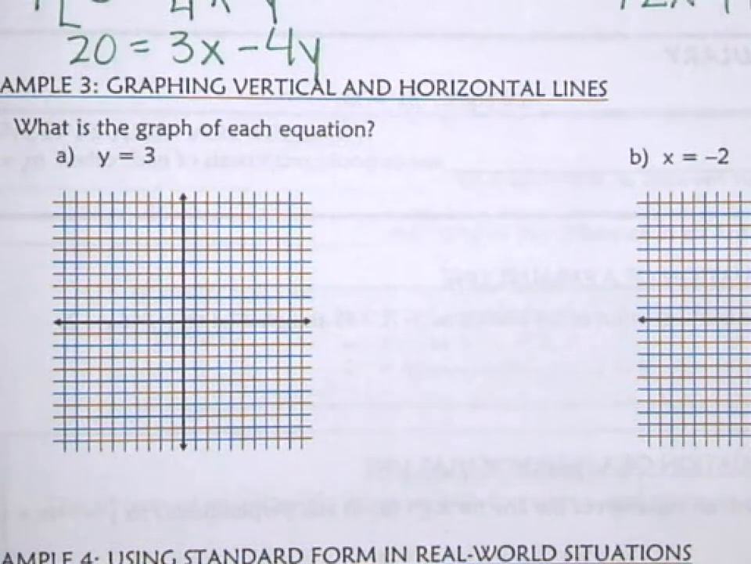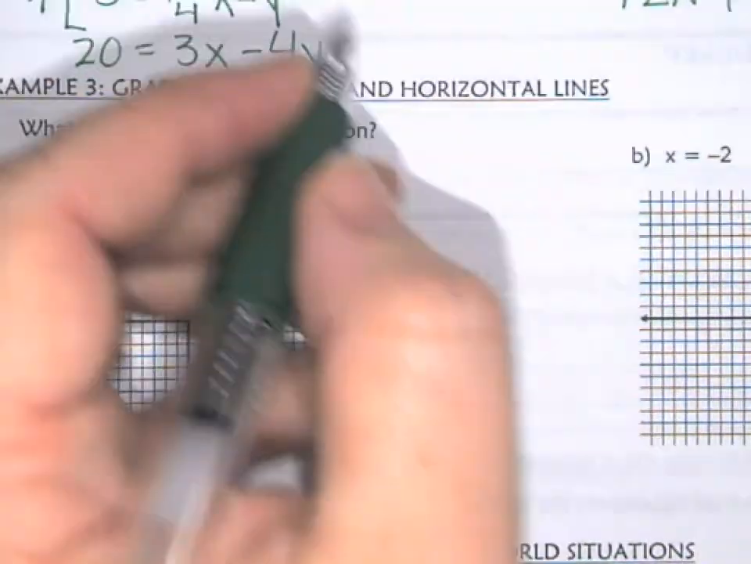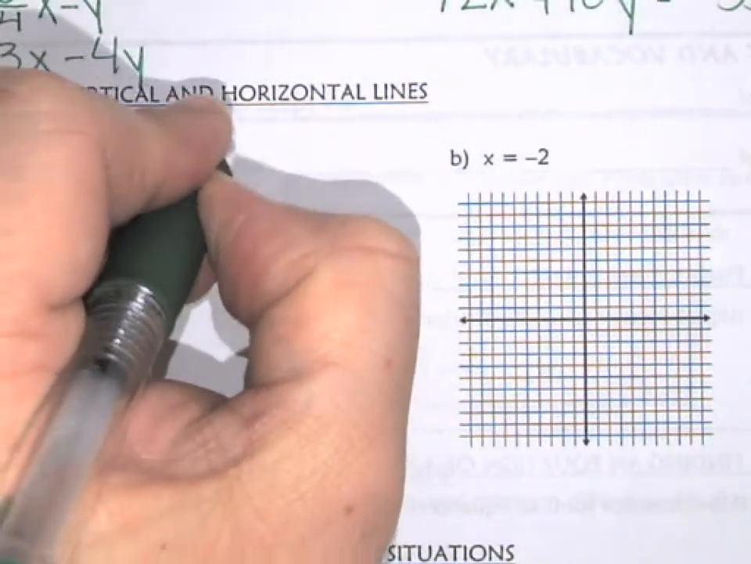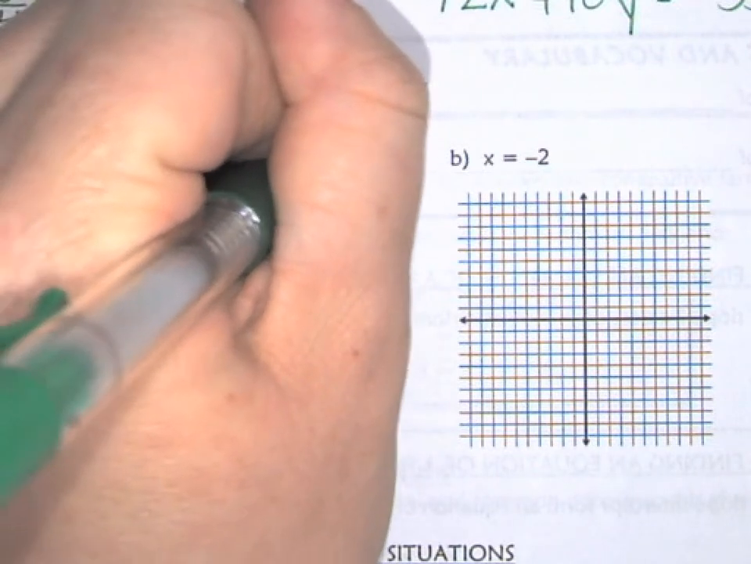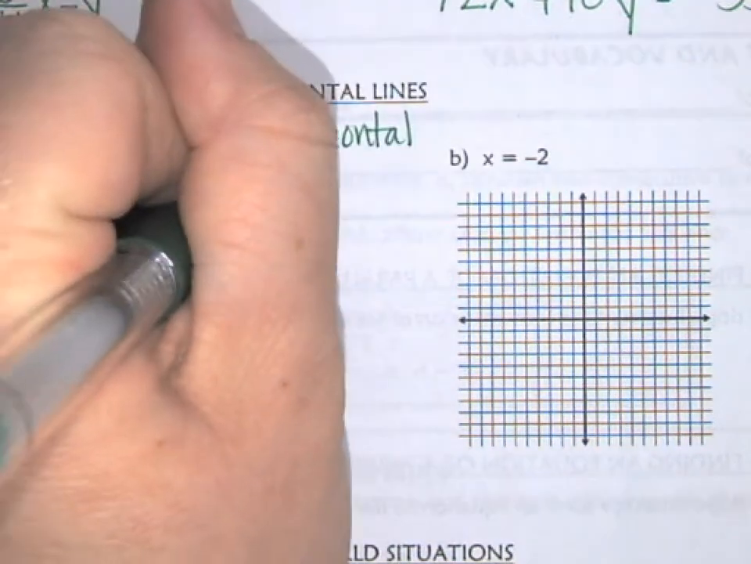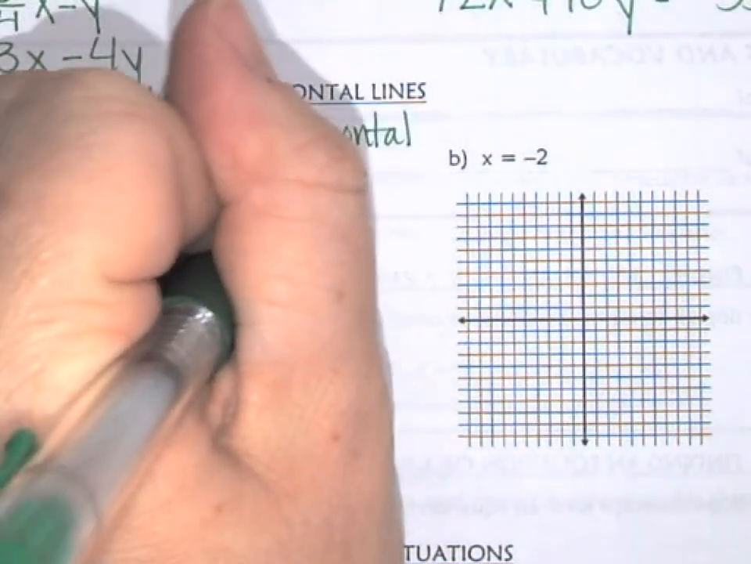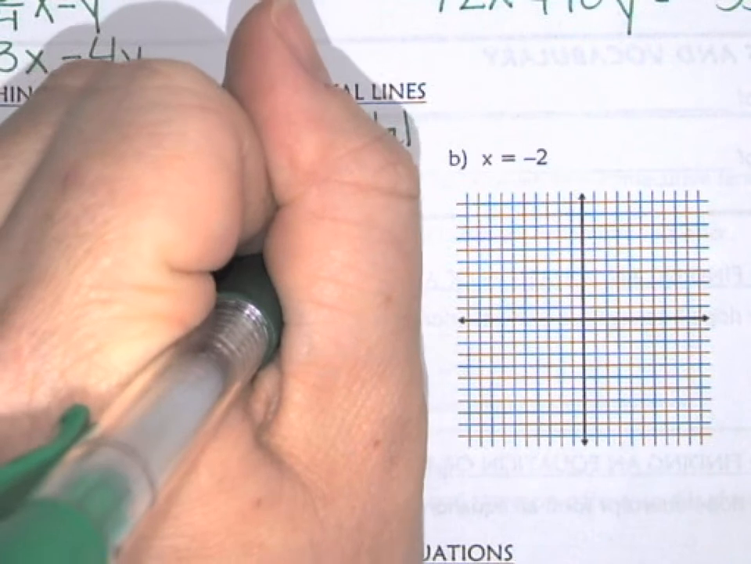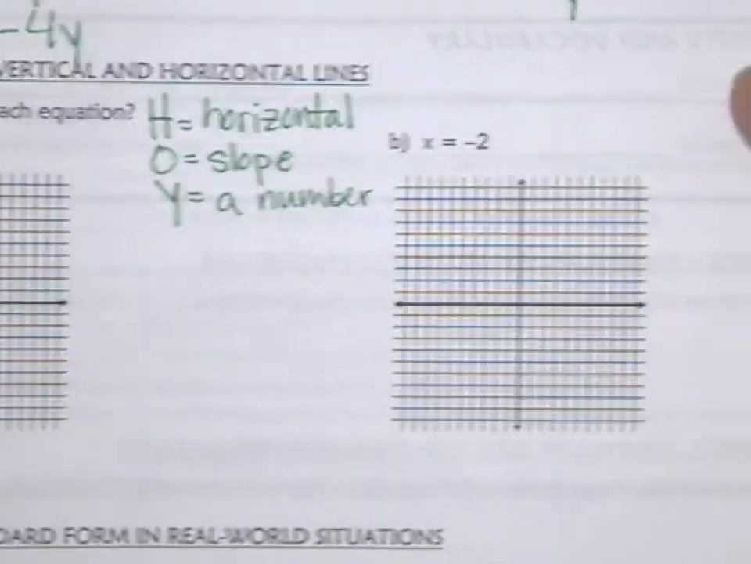All right, so graphing horizontal and vertical lines. So remember, we can have lines that are horizontal and vertical. Horizontal, we can think of as HOY. So this is horizontal. 0 is my slope. My slope has a value of 0. And y is equal to a number, any number.